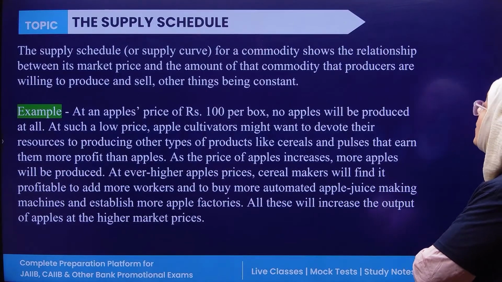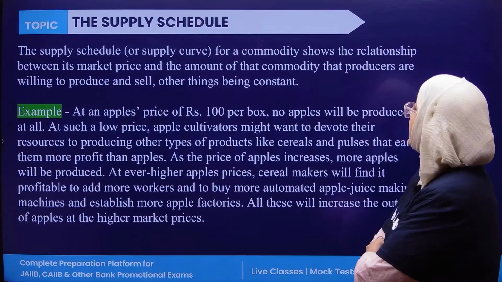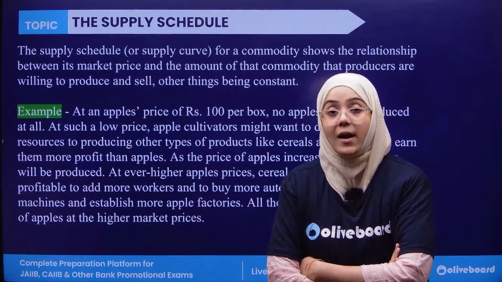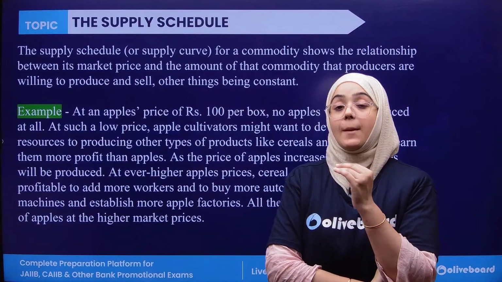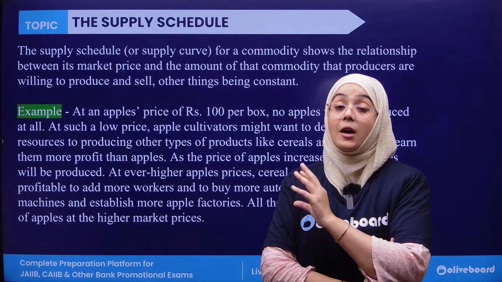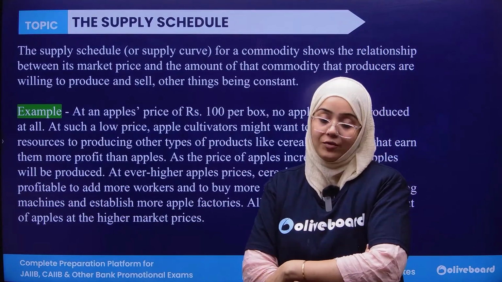Supply schedule for a commodity shows the relationship of the market price and what producers are willing to produce and sell. Means the relationship between the market price and the quantity of the product which the supplier wants to supply. This is known as the law of supply.